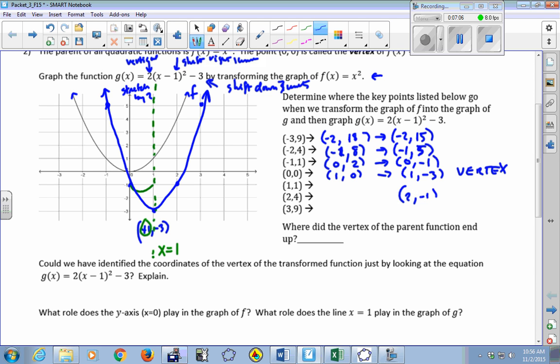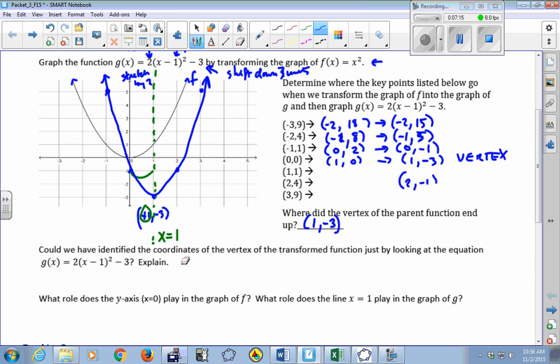Okay. All right, so the new vertex is 1, negative 3. Most of you had that on your paper, okay? And so now the question is, if I have my quadratic function in this form, can I look at this and know quickly where the vertex of my new parabola is? And what did you say? Yeah. And how did you explain it? Yeah, anyone? Sure, go ahead.